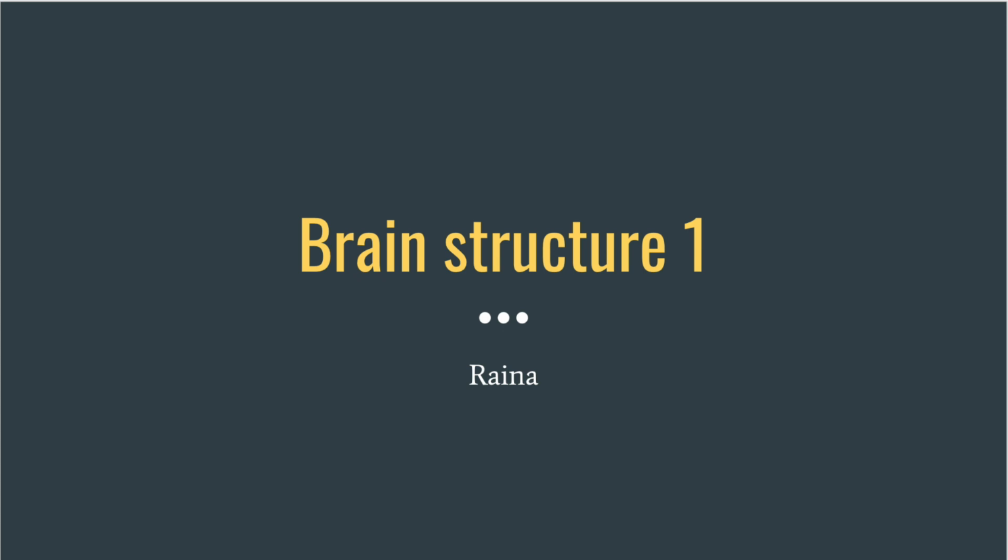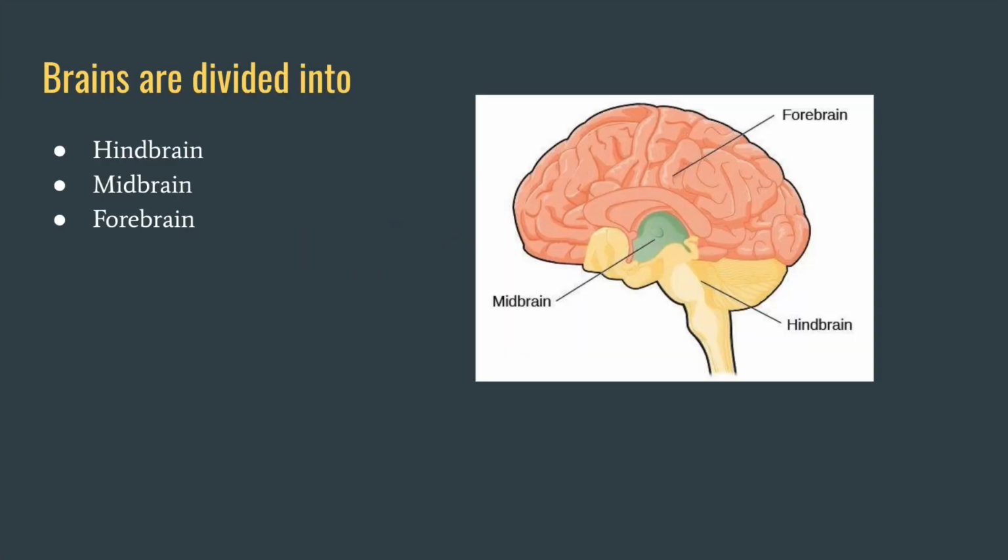This is part 1, brain structure from AP Psychology, that you really have to know if you're preparing for the AP Psychology exam this May. You really have to memorize all the parts, their functions, and what happens if the parts are damaged. The brain is mainly divided into 3 parts, which are the hindbrain, midbrain, and forebrain.